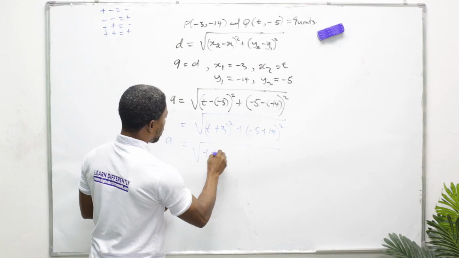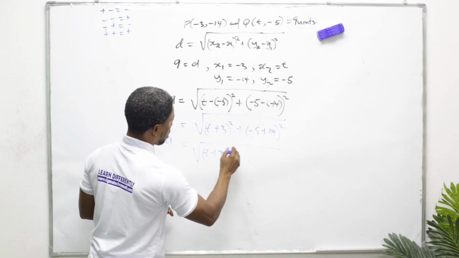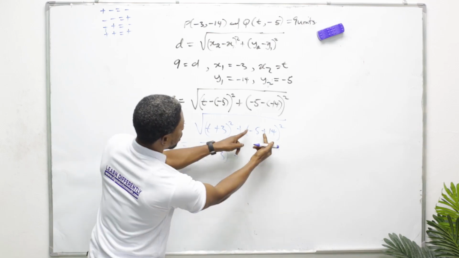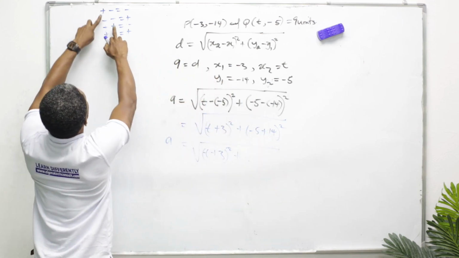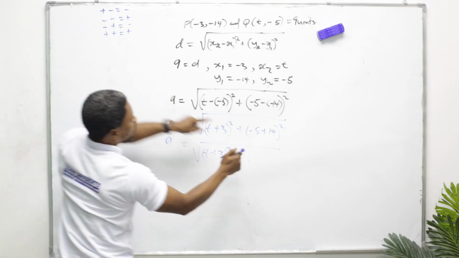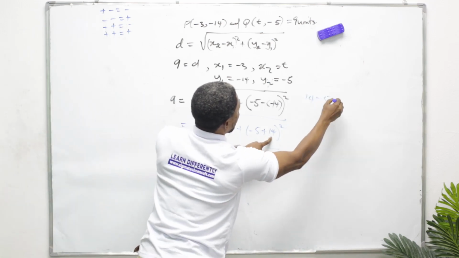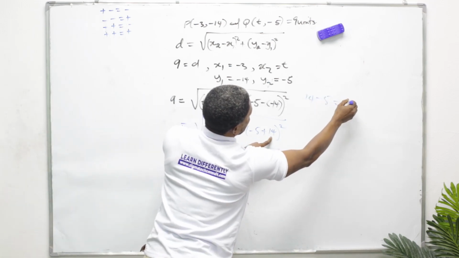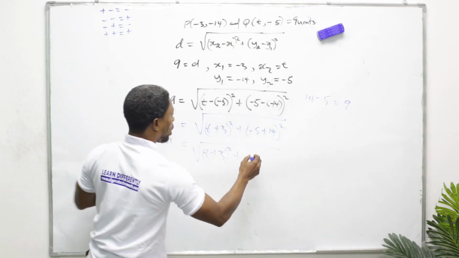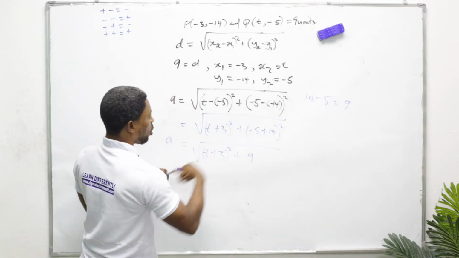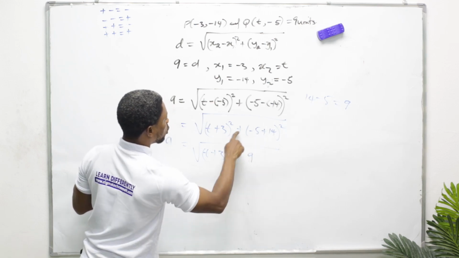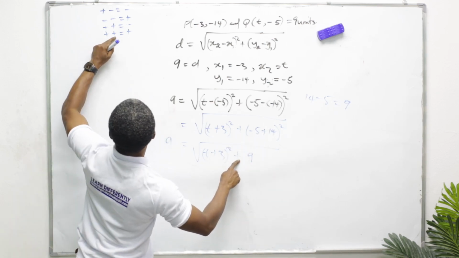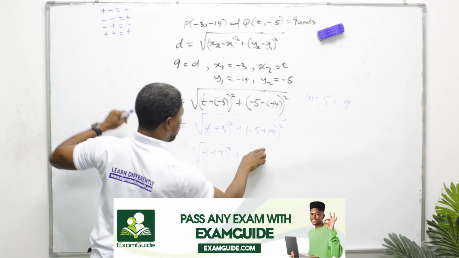Now, let me deal with this. I need to remove this one. Now, look at plus, minus, minus. That means I'm going to say 14 minus 5, and that is what? 9. So here is going to be 9. 14 is greater than 5, so the sign of the bigger number follows your answer. Plus, plus, plus. Look at it here. So this one remains plus.